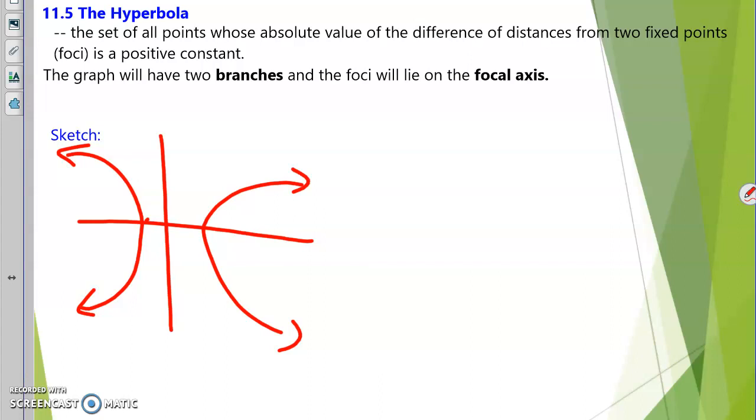We're going to call this the transverse axis, also known as the focal axis. From my understanding, the transverse axis just goes from the vertice to the vertice. The focal axis is the entire axis. The one that is perpendicular, the perpendicular axis, is called the conjugate axis.